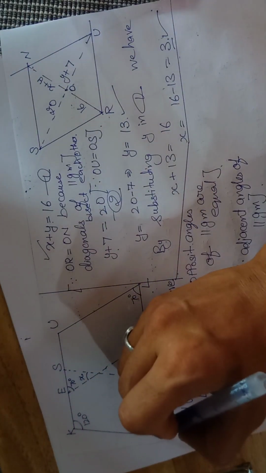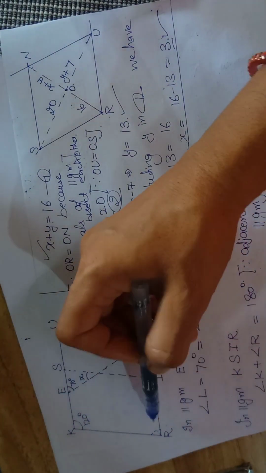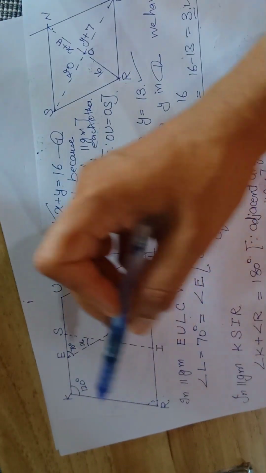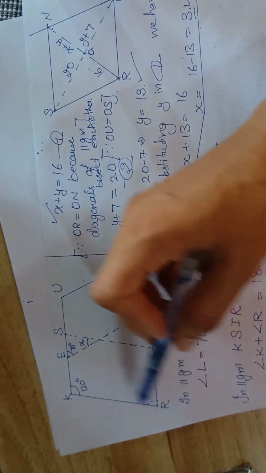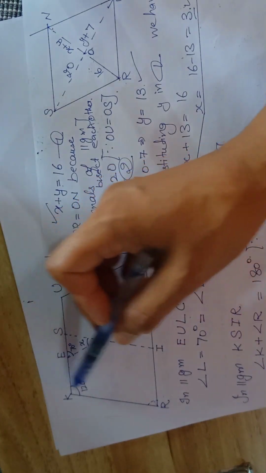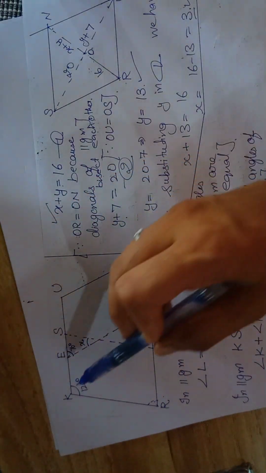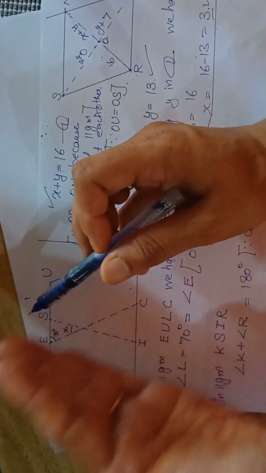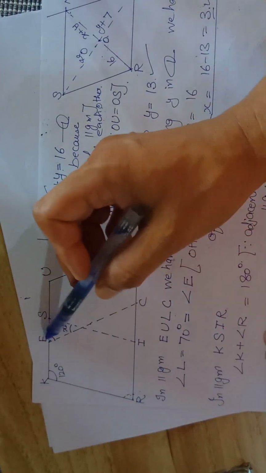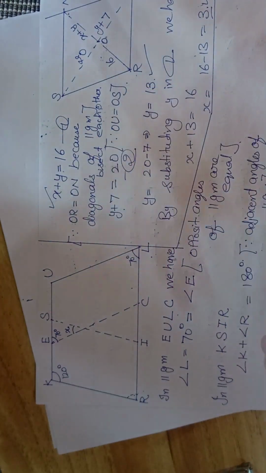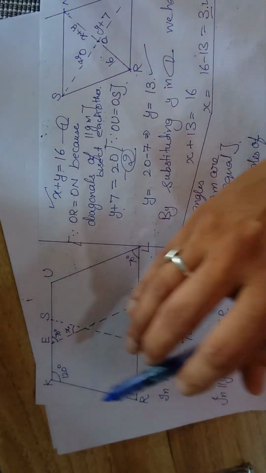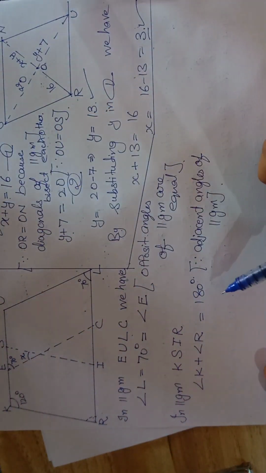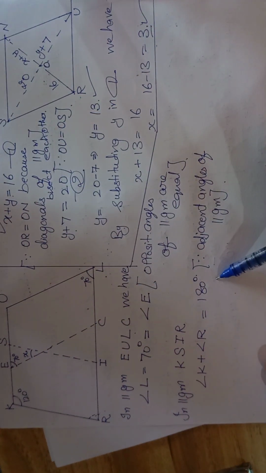I hope you have knowledge. Adjacent means next to each other. They are on the same side. This is angle R, this is angle K. They are on the same side, KR side. KR is making them with RI and KS. So we will say these are adjacent angles, angles of one side. So these are adjacent angles. And we all know that the sum of adjacent angles of a parallelogram is 180 degrees. So I can write here angle K plus angle R, that is equal to 180 degrees.